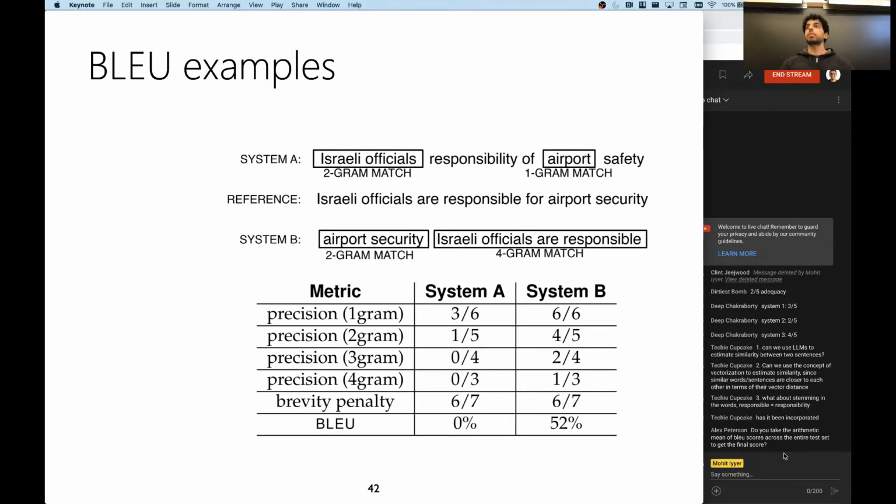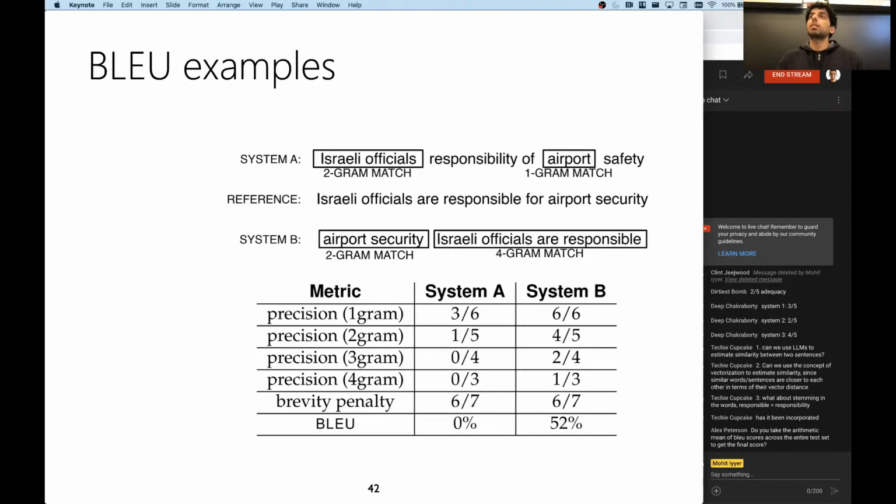Other questions? So we have multiple reference translations. Remember, here we're looking at precision. So if we had multiple references, and let's say we have this bigram airport safety, it doesn't occur in this reference, but it might occur in any other reference. So if it occurs in any reference at all, then we give this points, like we consider it a positive bigram count. So that's how we compute the precision with multiple references. Basically, if the bigram matches any bigram in any of the references.